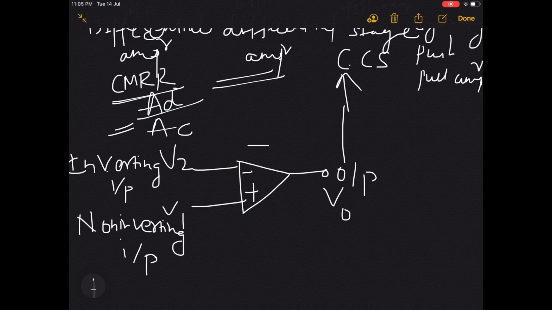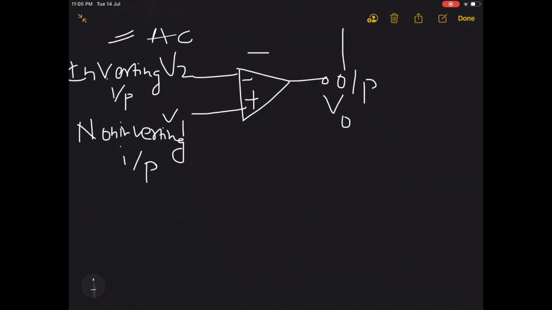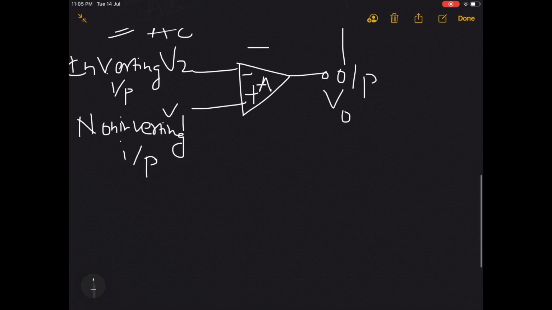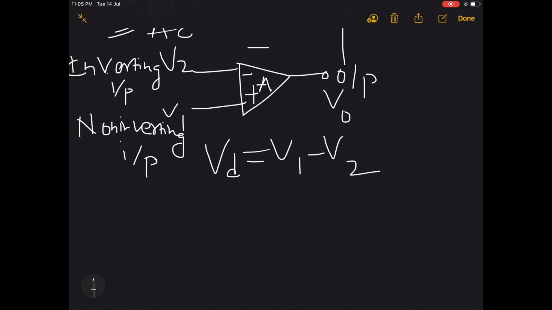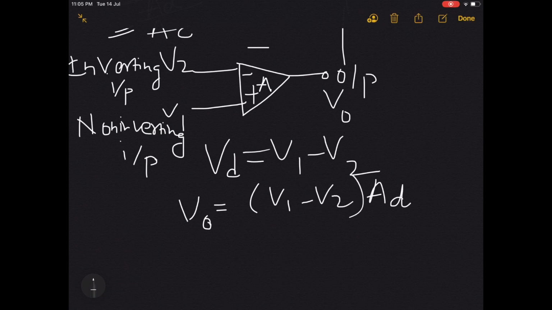All these voltages are measured with respect to ground. If we write A here, A means the gain of this op-amp, the large signal voltage gain or difference voltage gain of the amplifier. The difference voltage Vd is equal to V1 minus V2. Then the output VO is equal to (V1 minus V2) times A. We can also write it as output upon the difference between the input voltages, which is nothing but the voltage gain of the op-amp, VO upon V1 minus V2.